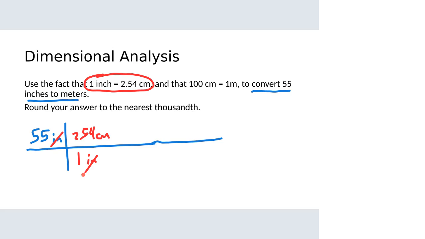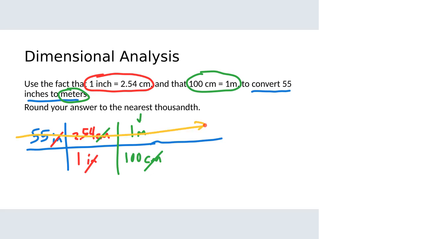Then I have another unit fraction here that I'm probably going to need. I'm trying to get to meters, and right now I have centimeters, so I'm not there yet. I need to turn those centimeters into meters, and I have this fact right here. 100 centimeters is a meter, so my 100 centimeters goes on the bottom, my 1 meter goes on the top, and that's because I want to cancel centimeters. I started out with inches, now I have meters. That's what I was trying to get to. So I don't need to do any more unit fractions.